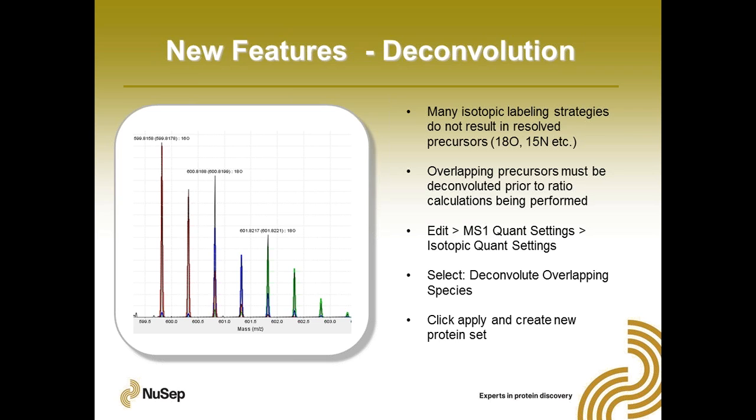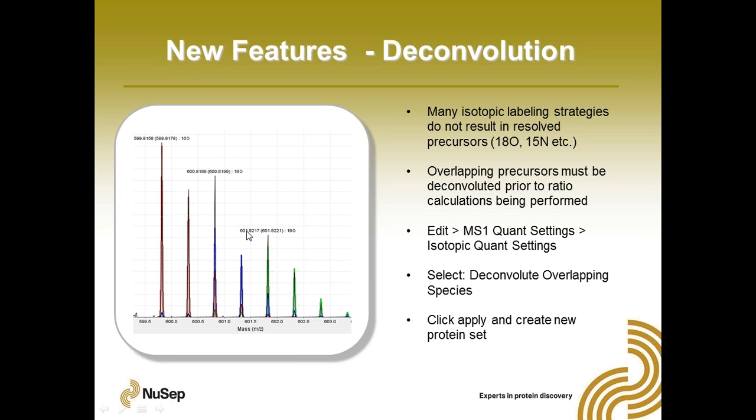And originally, ProteoIQ wouldn't deal with that very well. It would just look at the peak height and give you a ratio. But now we're able to, because we have the theoretical data, we can actually deconvolve those MS spectra, give you an accurate quantitation. That's going to happen under your MS1 quant settings, isotopic quant settings. So the goal here is to build a predicted distribution of each species, shown in red, blue, and green here.